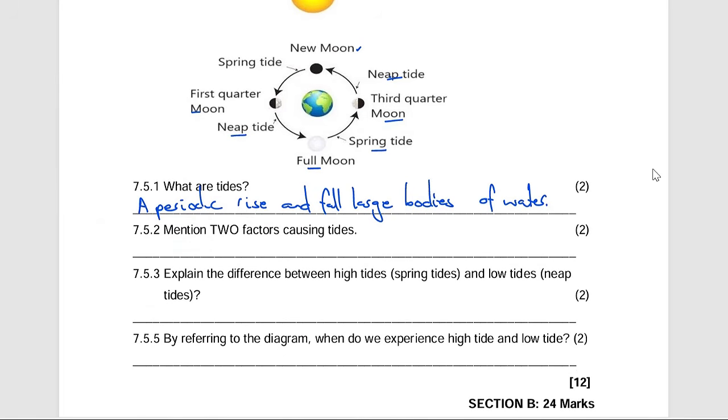I'm going to say one is the moon. Then the second one is the rotation of the earth. If I can also add, you can say the gravitational pull of the earth.